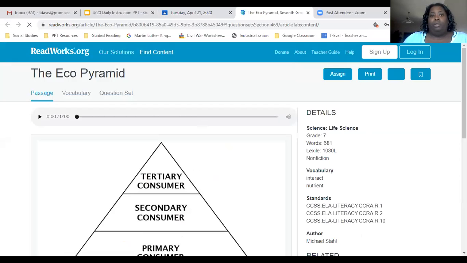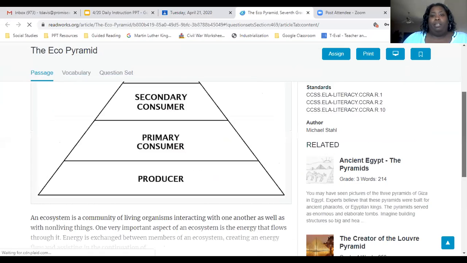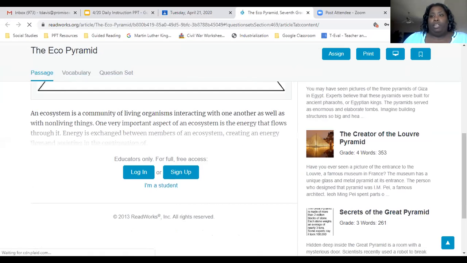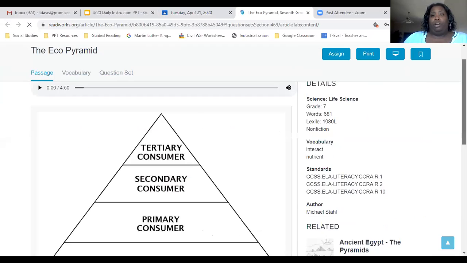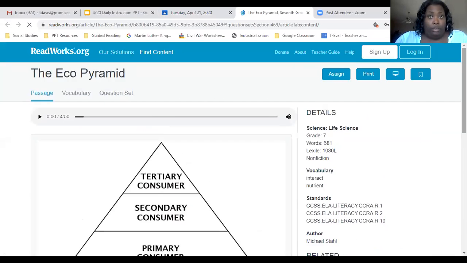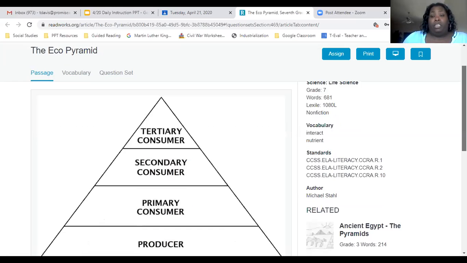It's just an energy pyramid and a small passage, and you just go in, answer the questions, make sure you answer all of them, including the type-in questions, and then press the submit button. It's just the eco pyramid, and it's basically what we already just did.